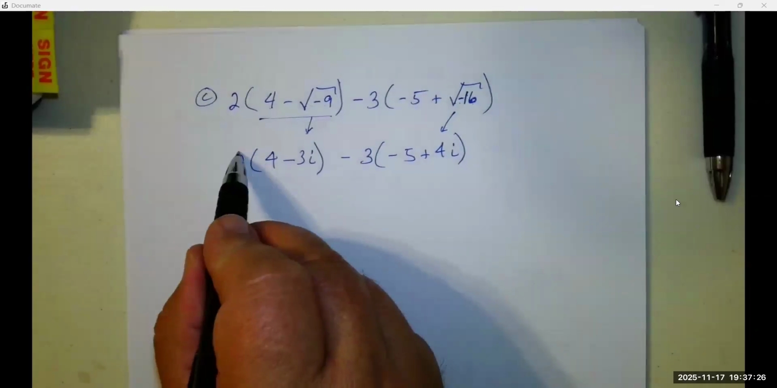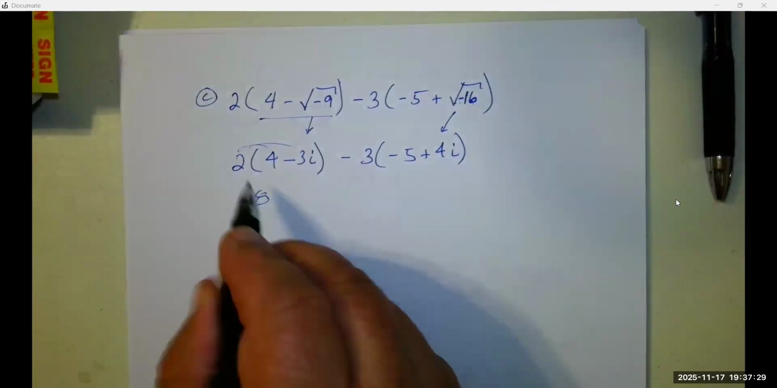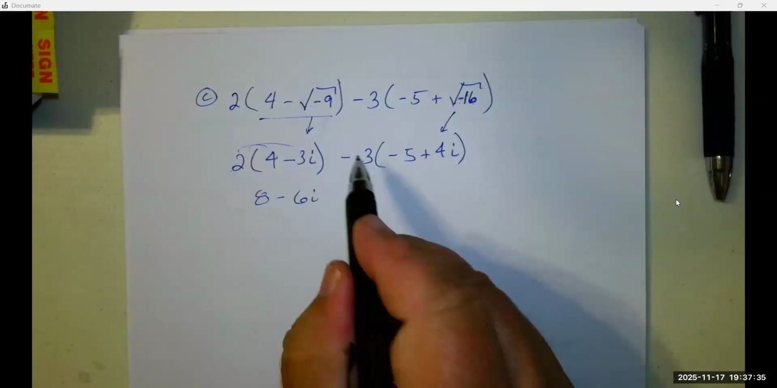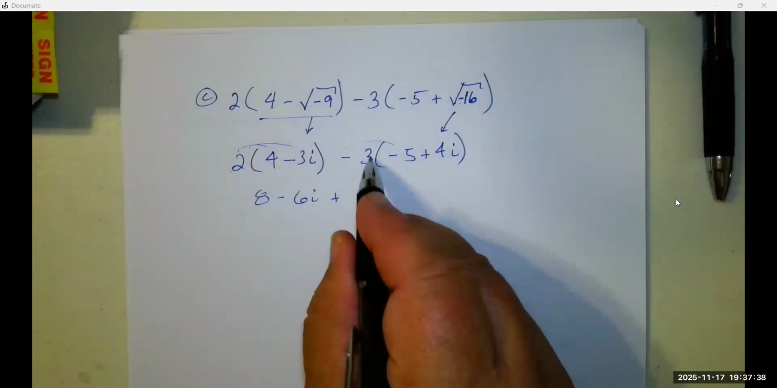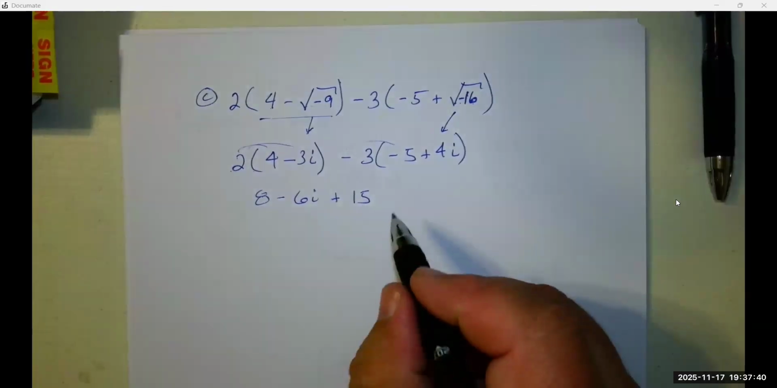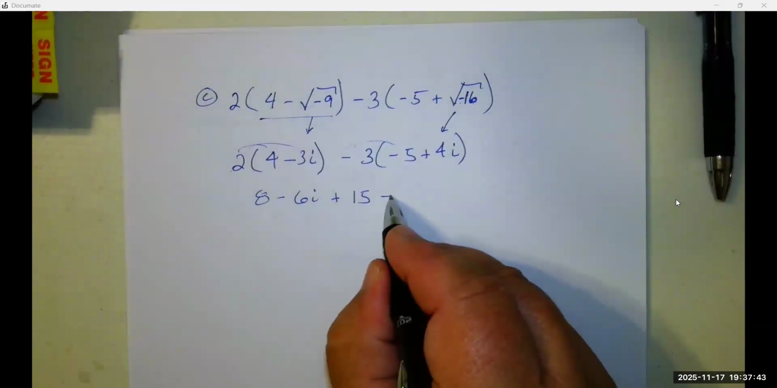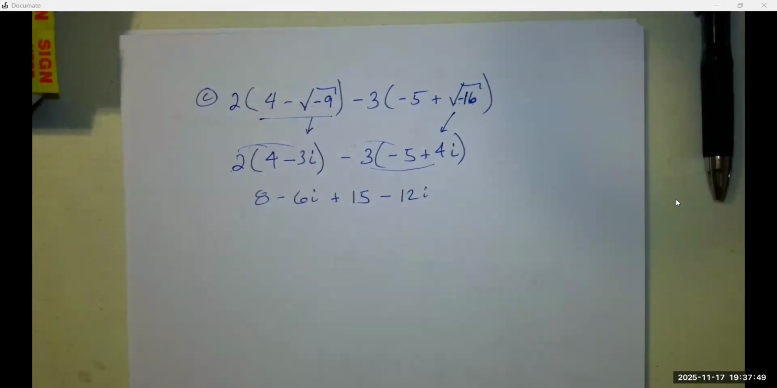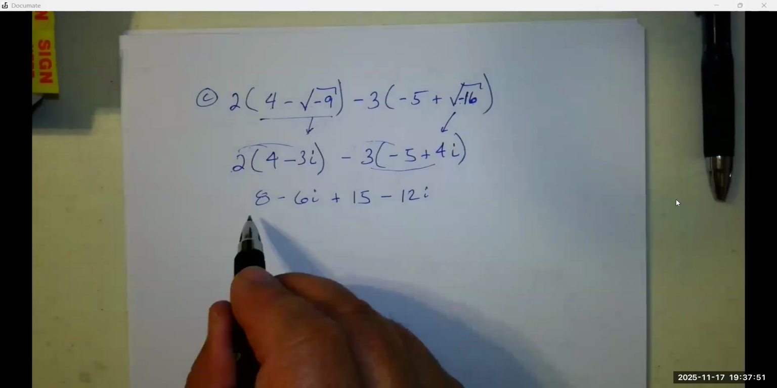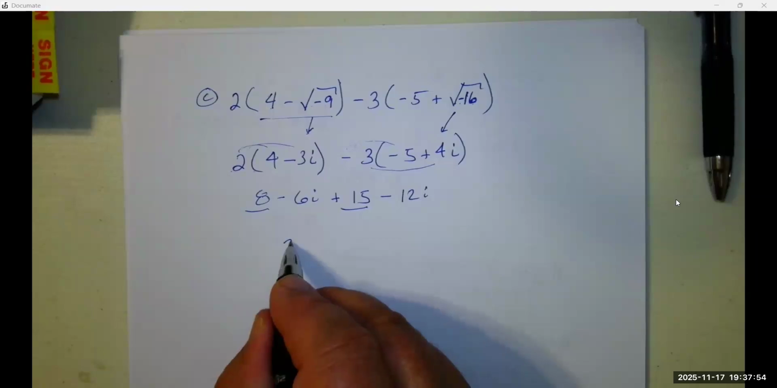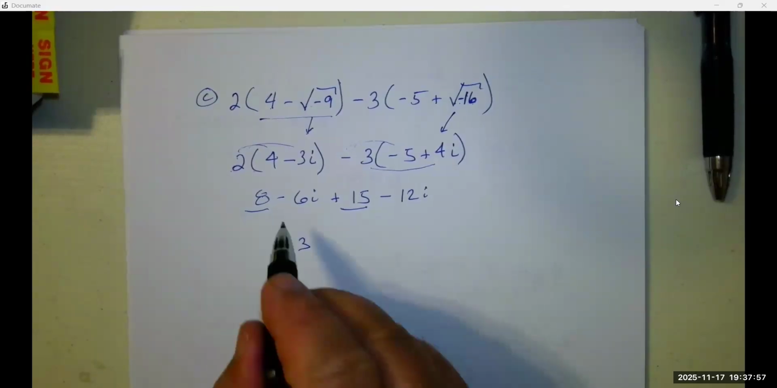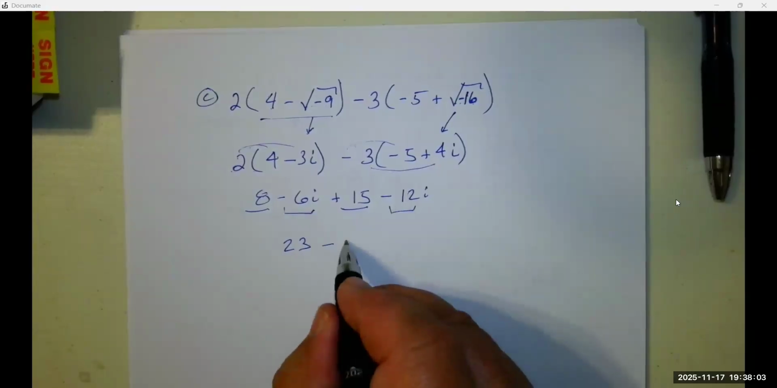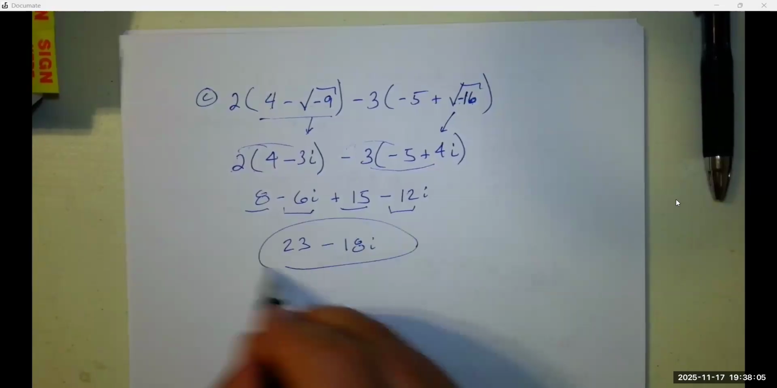Now get rid of the parentheses. I have to distribute. 2 times 4 is 8. Positive, negative is a negative. 2 times 3 is 6i. Negative and negative is a positive. 3 times 5 is 15. Negative times positive is negative. 3 times 4 is 12i. Combine like terms. 8 plus 15 is 23. Negative 6, negative 12, they're both negative. 6 plus 12 is 18i. So there's my answer.